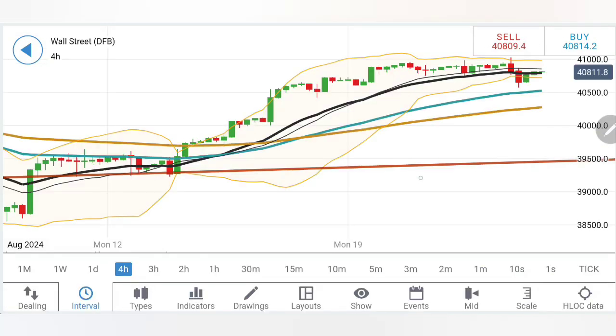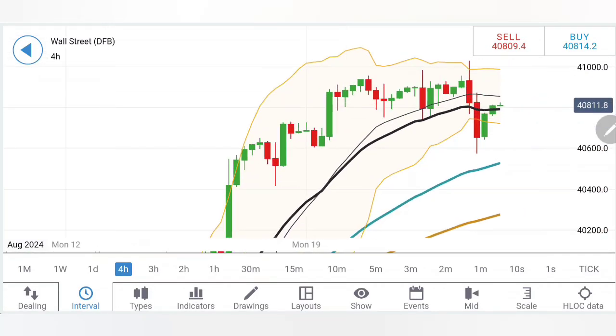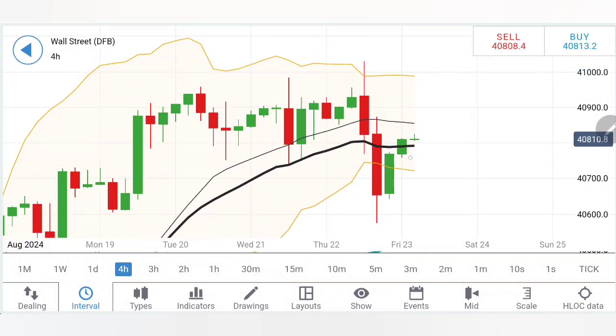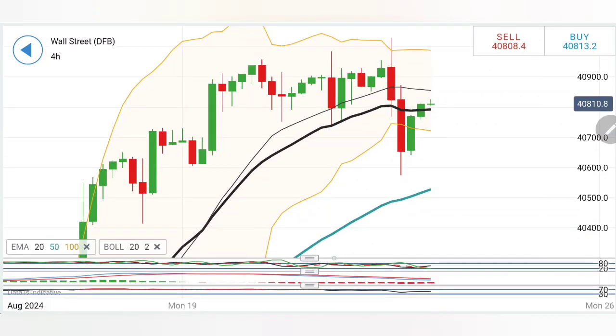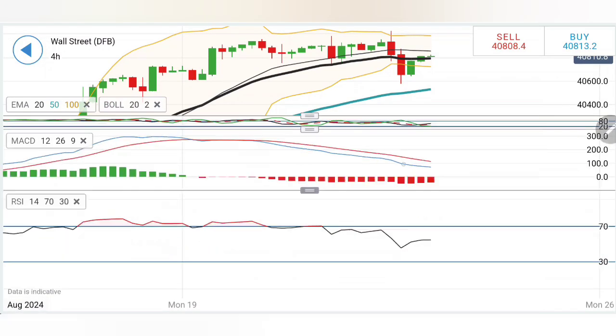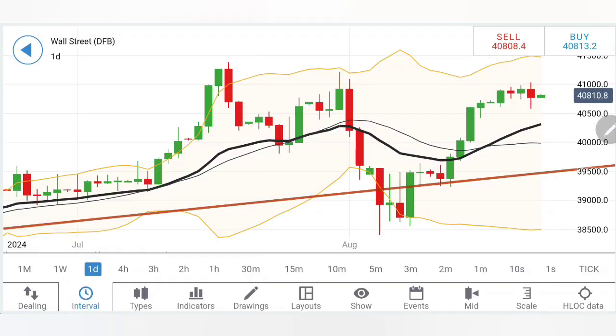On the 4-hour chart, the observation is the same. See what is happening here. Diminishing bullishness is seen here. For these two candles, it can possibly move towards 4868, 4900, and from those levels, reversal will be seen. The stochastic rising, MACD bearish, RSI is flat, and on the daily.